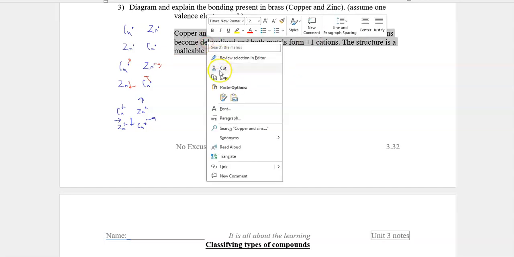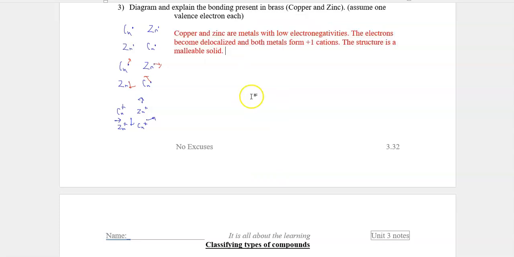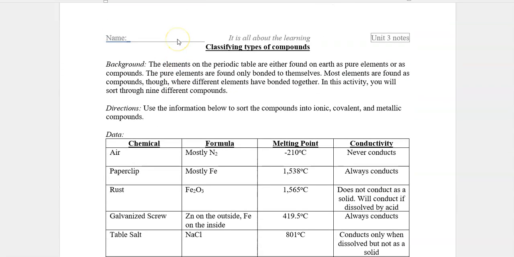There we go, and that's metals. So now we've gone through metallic bonding, ionic bonding, and covalent bonding. So I'd like to do a little review and try to put, all in one place, the different properties we've learned. So remember, the elements on the periodic table are either found on Earth as pure elements or as compounds. The pure elements are found only bonded to themselves. Most elements are found as compounds, though, where different elements have bonded together. In this activity, you will sort through 9 different compounds.